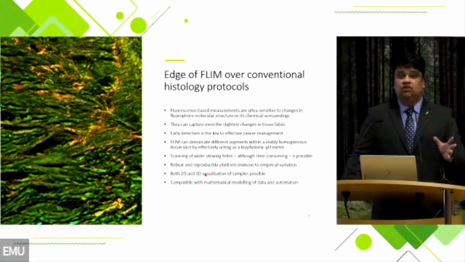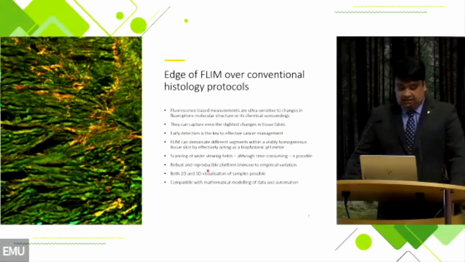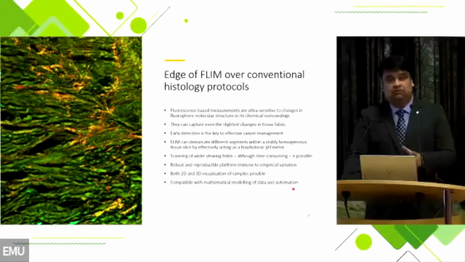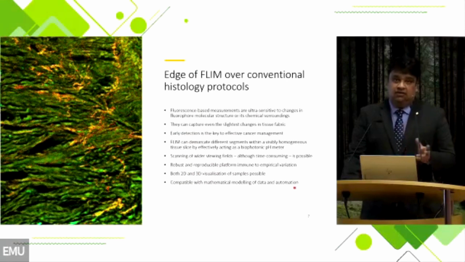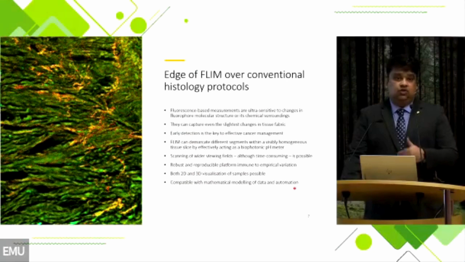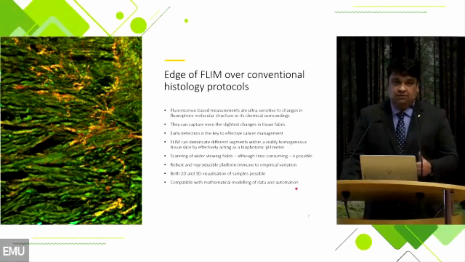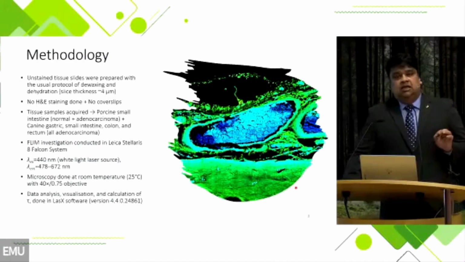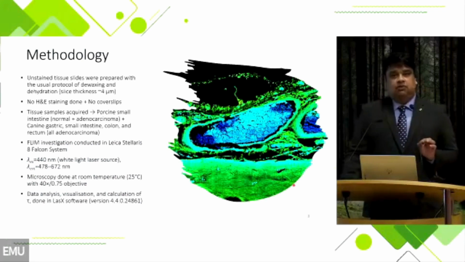Now that's a huge advantage and a leap forward from where we stood even a couple of decades back. And very important, it is compatible with mathematical modeling of data and, of course, automation. That's where we probably want to reach. We want to take the entire factor of human error out of the equation and make it completely automated, which will be fast, robust, and probably more scientifically defensible, especially with the world that we are moving toward. This is probably important. Now I will show some of the data that we have been able to gather.